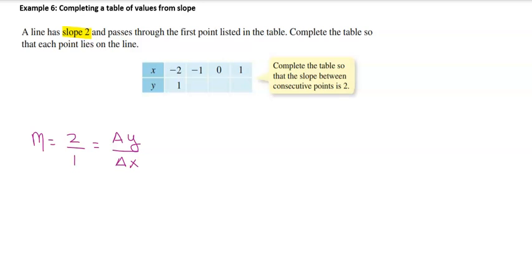Okay, so that means if x is going plus 1, plus 1, plus 1, and this is positive, then the change in y is 2, and it also has to be positive. So we're going to have plus 2, and then again plus 2, and again plus 2. So that's a straight line. We're going to have 1 plus 2 is 3, 3 plus 2 is 5, 5 plus 2 is 7. So that's how you fill out a table from the slope.